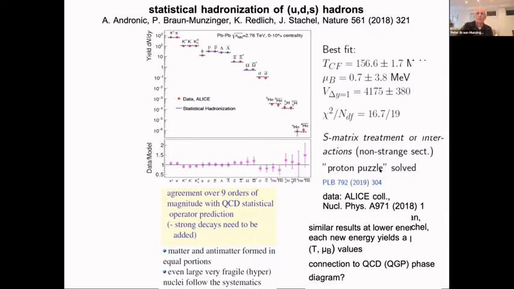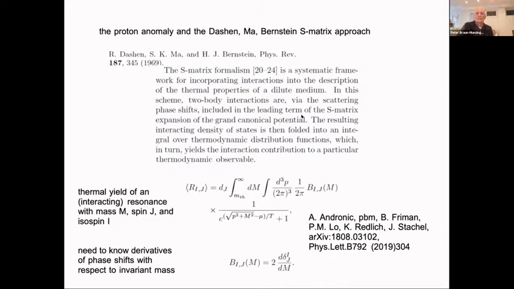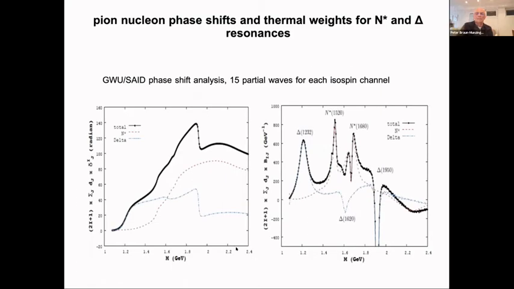Namely, as I showed here, in a gas of hadrons, you cannot just completely ignore the interactions of the hadrons, and the formal reason for that was worked out in the 60s by Dashen, Ma and Bernstein, a very famous paper in which they showed that the thermal yield of an interacting resonance is actually modified from that of a delta function Breit-Wigner resonance by using this approach here, that instead of a delta function, you should use this coefficient B_ij(m), which is 2 times the derivative of the phase shifts with respect to mass. And so if you want to implement that, we did actually the complete world's summary of all pion-nucleon phase shifts with thermal weights for N stars and deltas. That's only for those where there is enough data to do that.